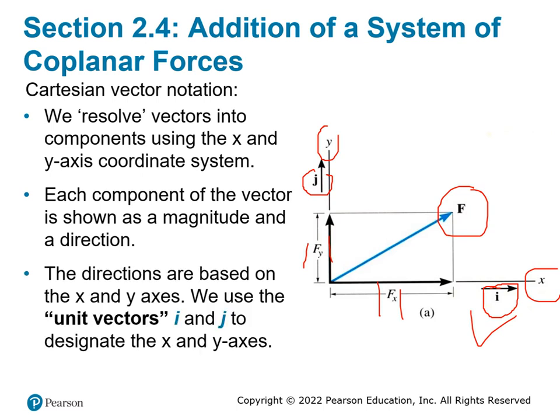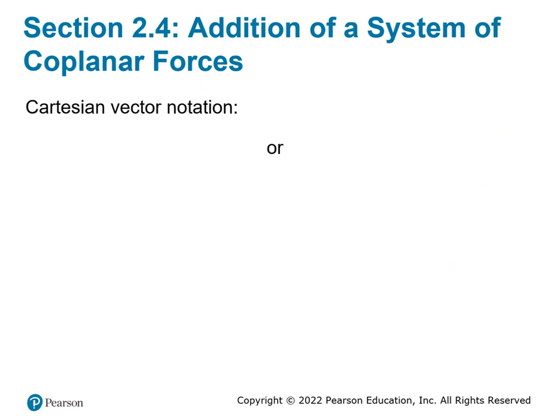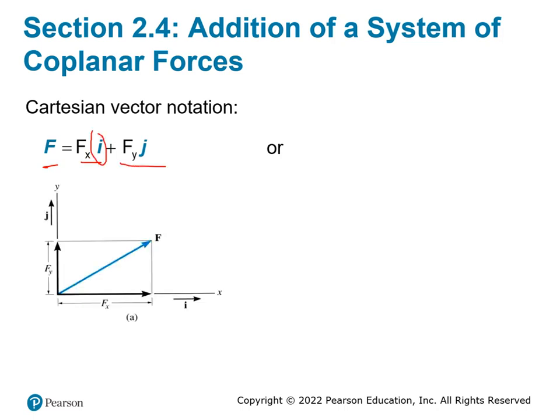So these directions are based on the x and y axes. As we mentioned before, we use these unit vectors i and j to designate the x and y axes respectively. Now let's see how we are going to denote this in Cartesian vector. So our force F is going to be a summation of Fx in direction i plus Fy in direction j. So we give F equals Fx in i, the horizontal direction, and Fy in j, our vertical direction. So that's our magnitude and that's our direction.